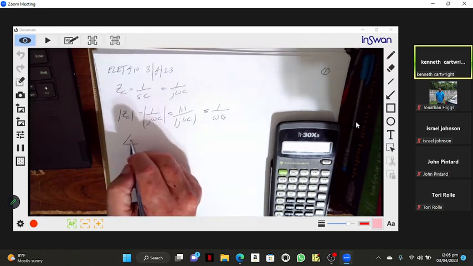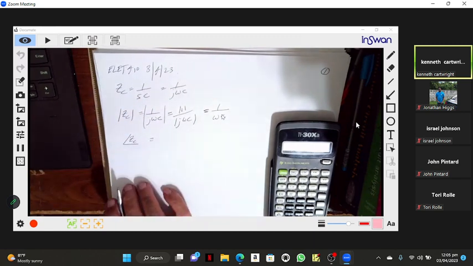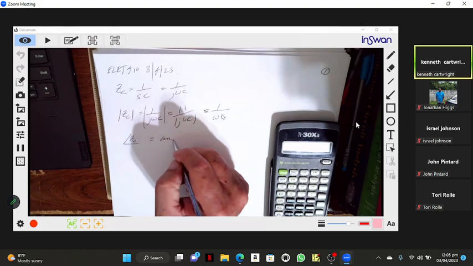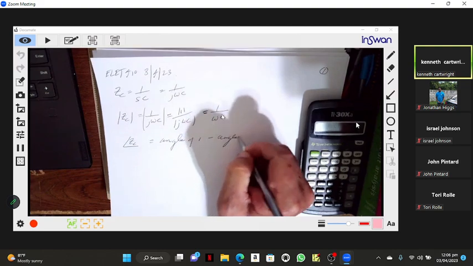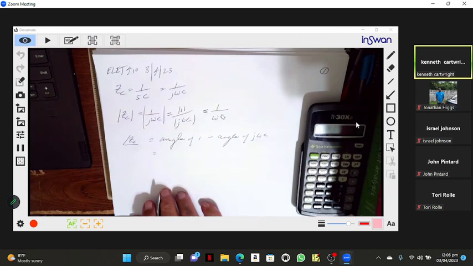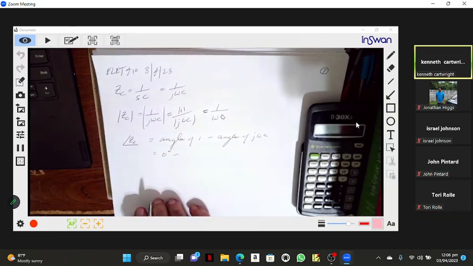What's the angle of the impedance? Is it the angle of the top minus the angle of the bottom? All right. Angle of 1 minus angle of j omega C. What's the angle of 1? 0 degrees.